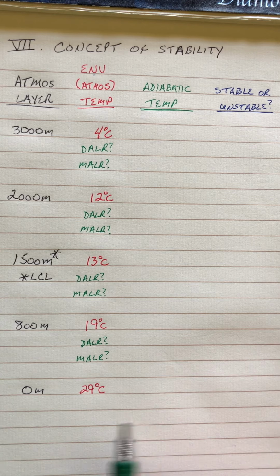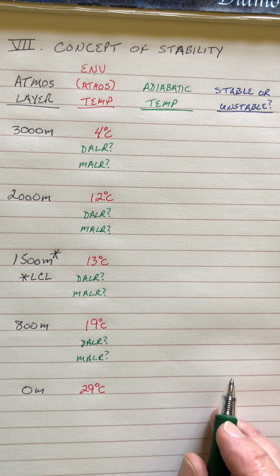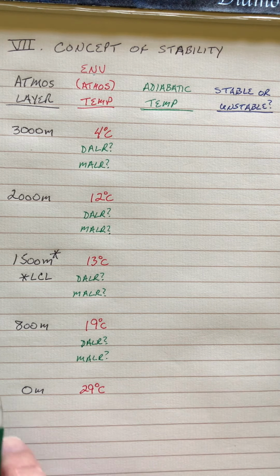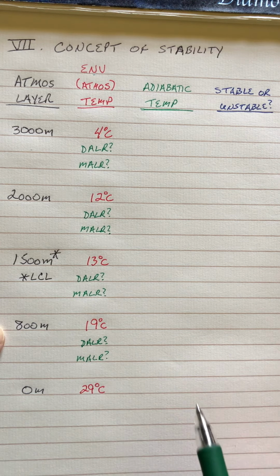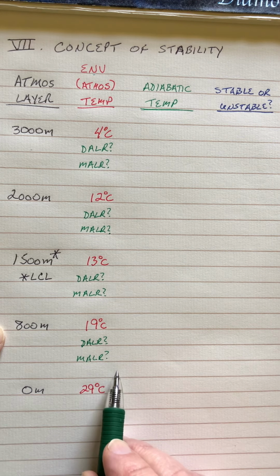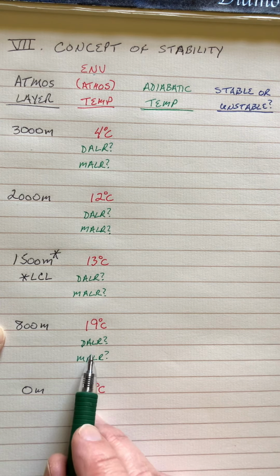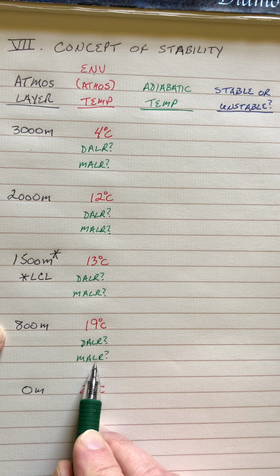All right, so let's start off at the bottom where we measured a temperature of 29 degrees Celsius, and we want to calculate what the temperature at the 800 meter level is going to be. Okay, and so the first thing we got to do is determine whether that air, when it rises, the pressure decreases, the air expands, the density decreases, the temperature decreases. Is that temperature going to decrease at the dry adiabatic lapse rate or the moist adiabatic lapse rate?